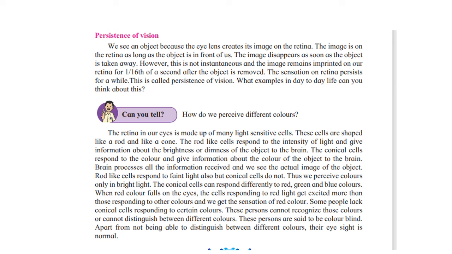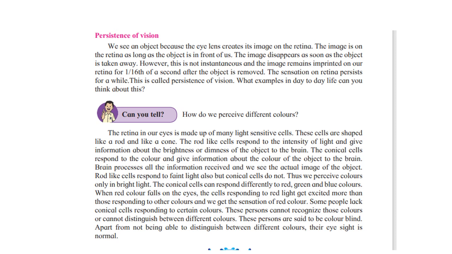It means whether it is bright or dim, whether it's red or yellow, things like that. The brain processes all of this. Rod-like cells respond to faint light, but conical cells do not. Thus we perceive colors only in bright light. That's why at night we are not able to see any color, because our cells are not able to respond to the color if it is not bright enough.